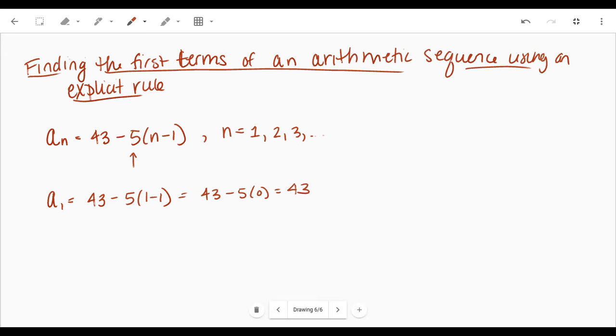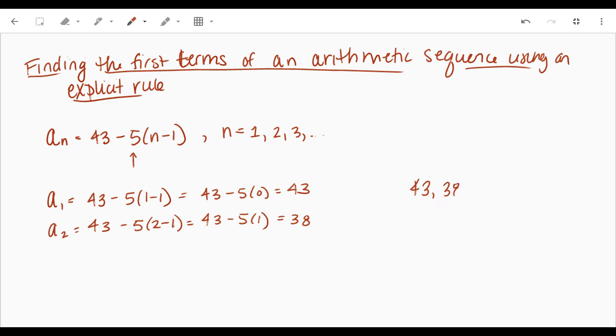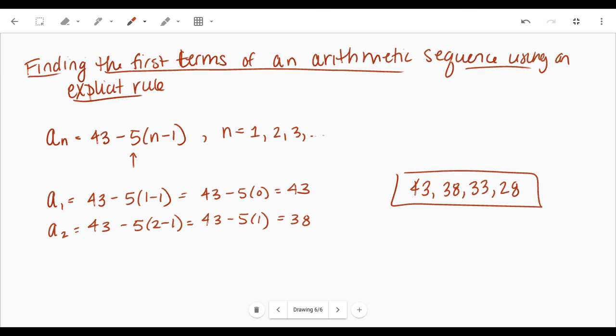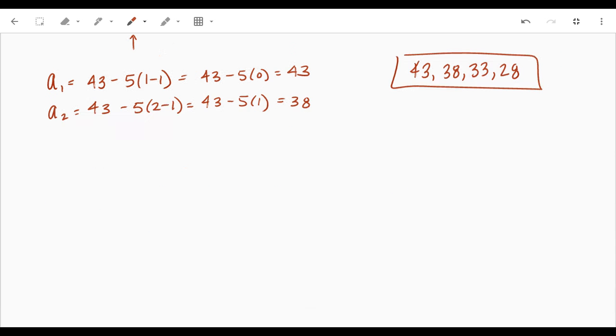Your next term, second term, would be 43 minus 5 times 2 minus 1. So 43 minus 5 times 1. So that's just going to be 38. You are supposed to find the first 4 terms. We could keep doing this, or we can see, well, I just have to subtract 5 every time. So 43, 38, minus 5, minus 5. And that's your answer. Next, we're going to do the same thing with geometric.